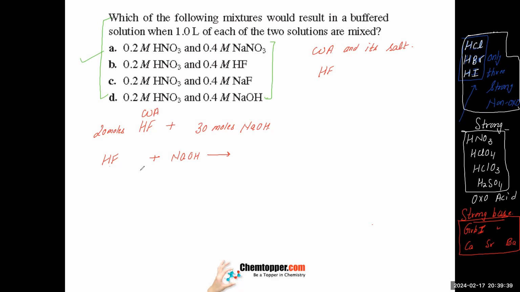Double displacement, acid base reaction, H plus, F minus, Na plus, OH minus. What's the product? Yes, Sanjana, try it. H plus will go to, yes, Afan. H plus will go to OH minus. Na plus will go to F minus. So what's the product? Very good, Azuni. H2O plus NaF. Yes, very good, Sanjana.